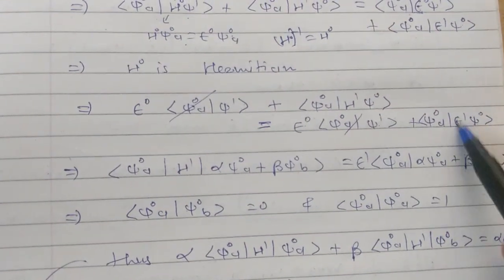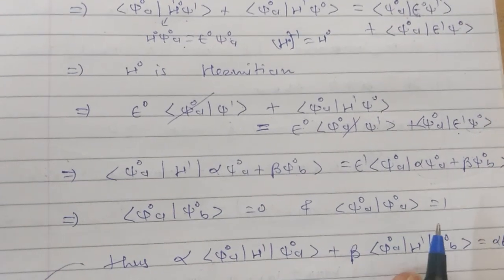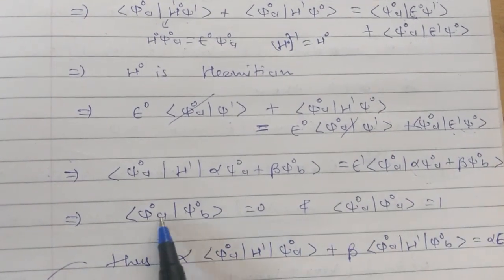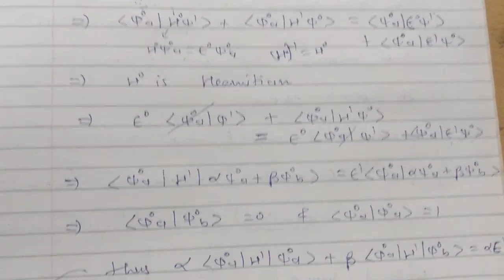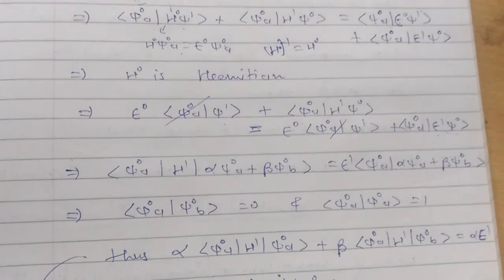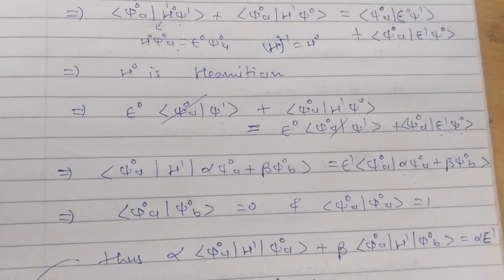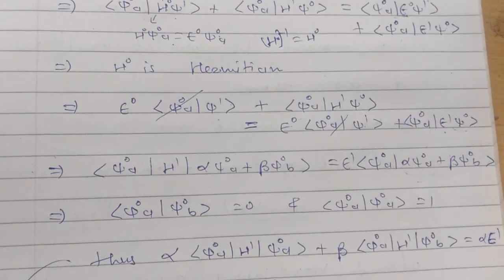And same goes for psi naught of this. We know that the inner product of psi naught of A and psi naught of B will be 0, and that of psi naught of A with psi naught of A will be 1, because psi naught of A and psi naught of B are normalized.